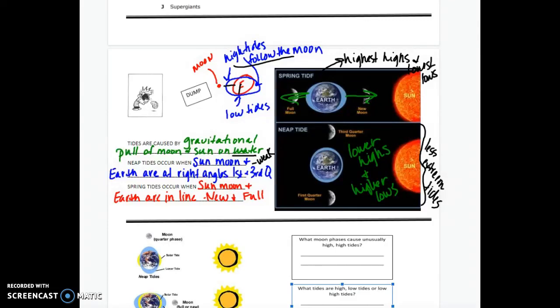Spring tides occur when the sun, moon, and the earth are in line, and of course those are our strong tides. We get our super highs and our super lows, or you can call them super tides. Whichever helps you remember. Remember S for strong or super.